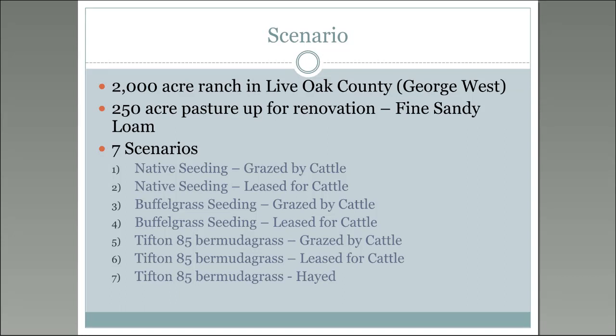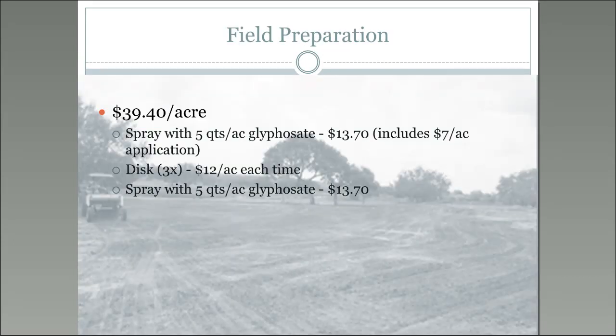So within the native seedings, we looked at what would happen if you grazed it with your own cattle, or if you leased out that 250 acre pasture for grazing to somebody else. So they would bring in their own cattle. The same thing for buffle grass seeding. It was either grazed or leased out for grazing. And then Tifton, we did the same thing of grazing or leasing out for grazing, but we added a third scenario where you might hay your Tifton field, your 250 acre Tifton field. Okay, so hopefully everybody's with me.